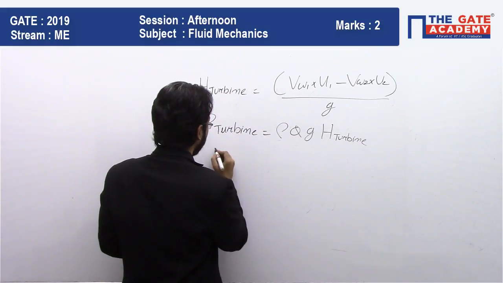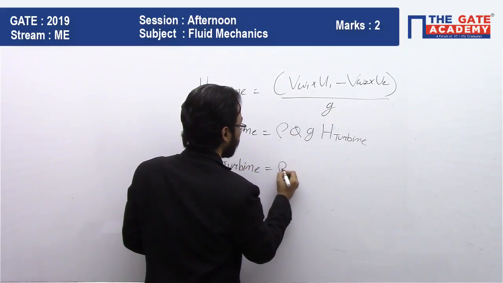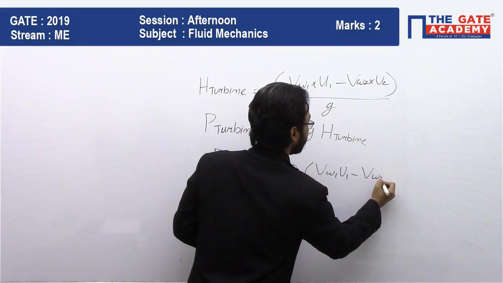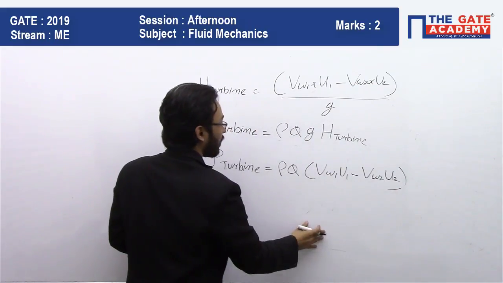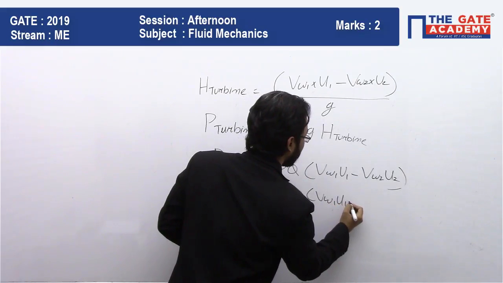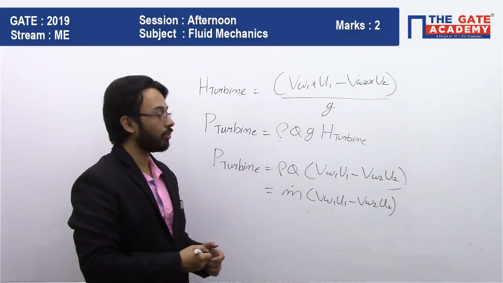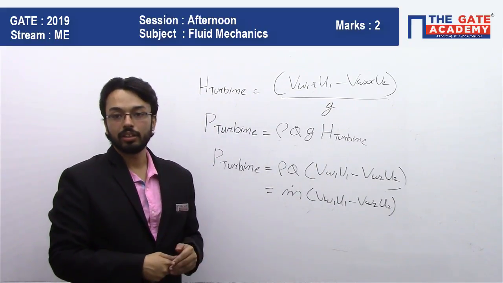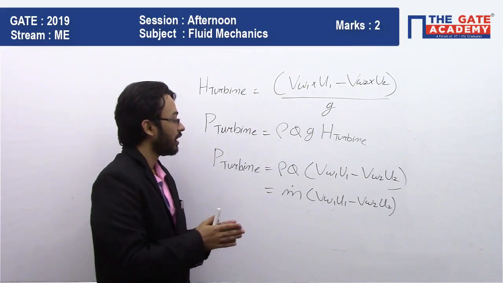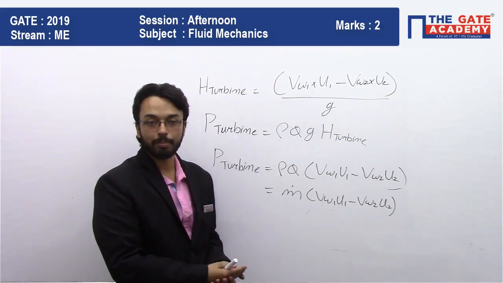Simplifying this equation, we get P of turbine is equal to rho Q into (VW1 U1 minus VW2 U2). So this can be written as mass flow rate into (VW1 U1 minus VW2 U2). These are very well known formulas, the formulas for the case of turbine, that is, in the case of reaction turbine, Francis turbine, these are the common formulas. Now let's see how to use the same formulas, with some little changes, to solve the pump question.